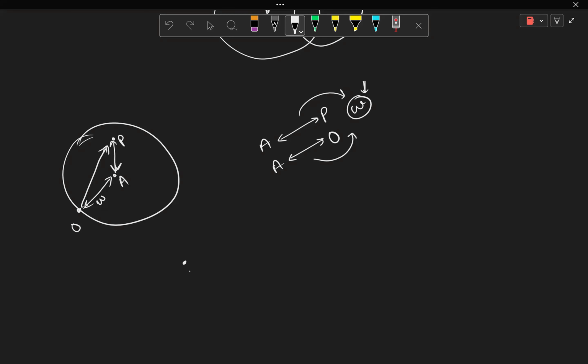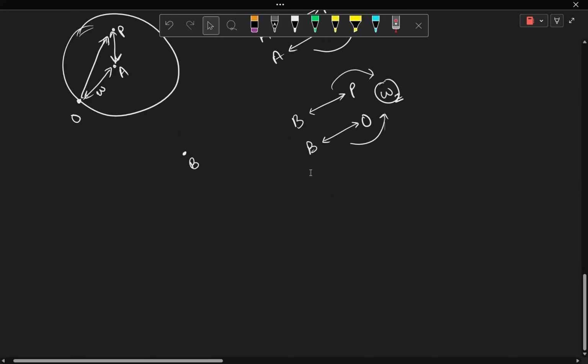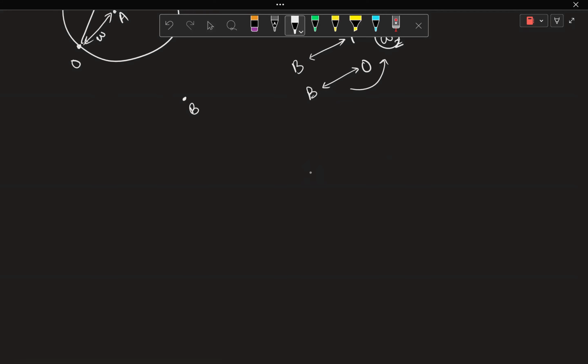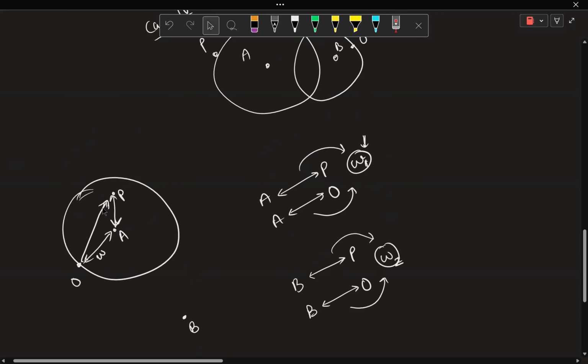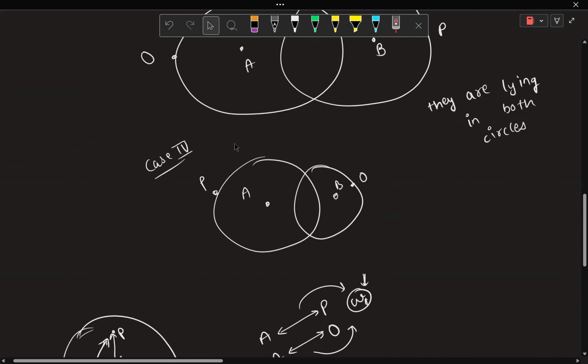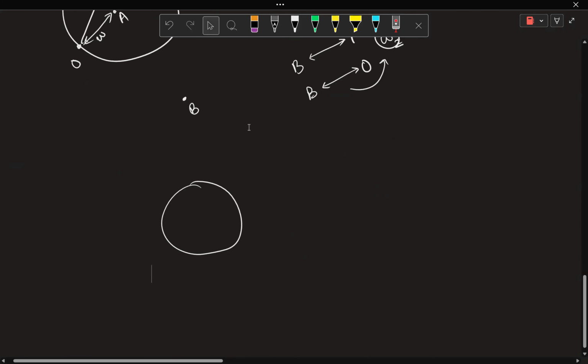Now I will just check the same thing for B also. What is the requirement of B, the radius of B? What is the distance from B to P and what is the distance from B to O? Whichever is larger, I will just put it inside another W. Let's call it W1, W2. Then in the third case, if I had to get my optimal answer by putting both of them together in any of the circles, I would have got my answer.